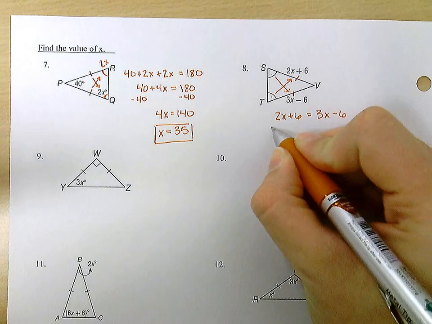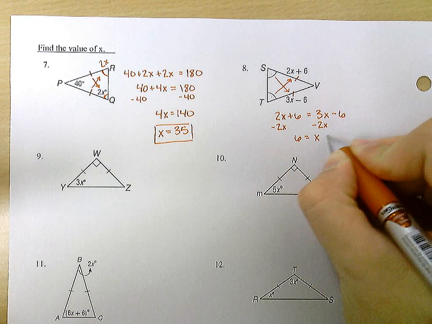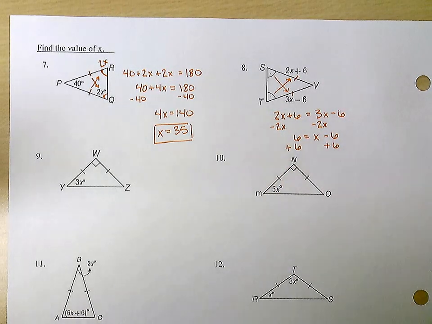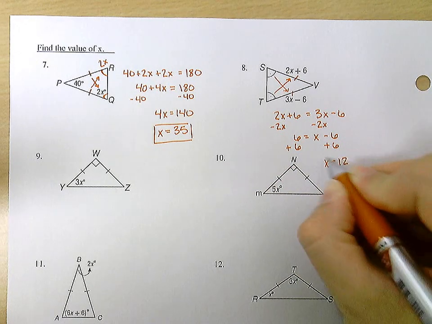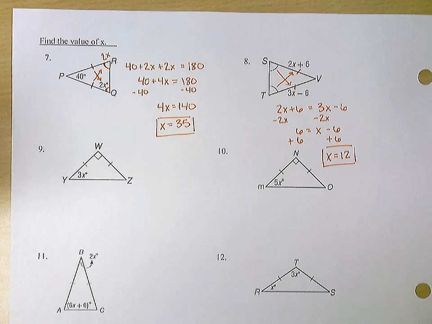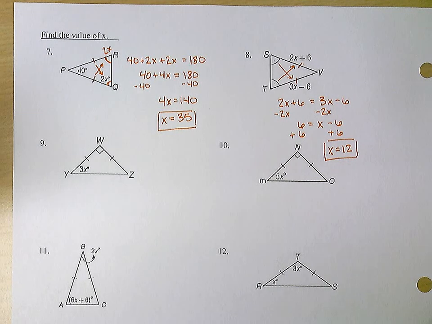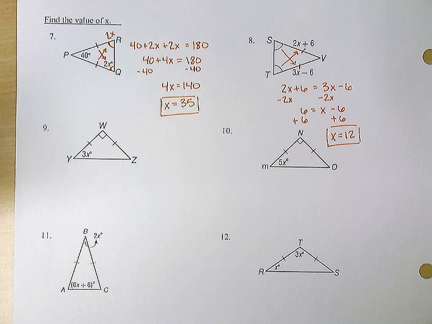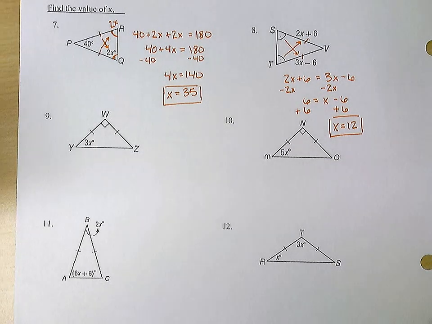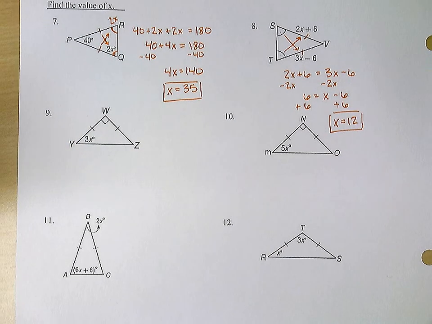So subtract 2x and add 6 to get x is 12. Okay, questions on 8. All right, do problem number 9. Problem number 9, it's similar to number 7.